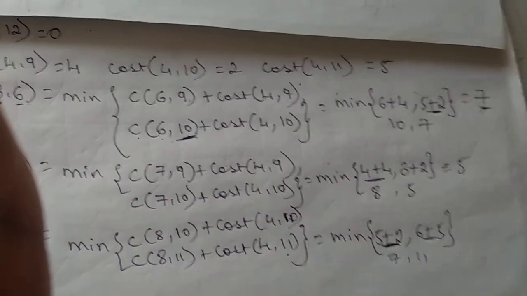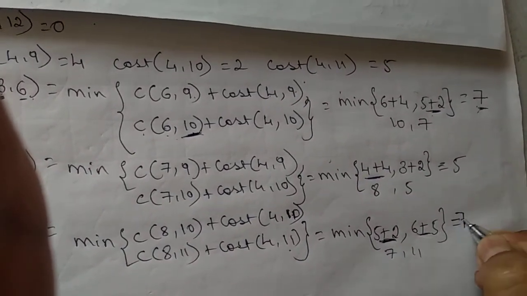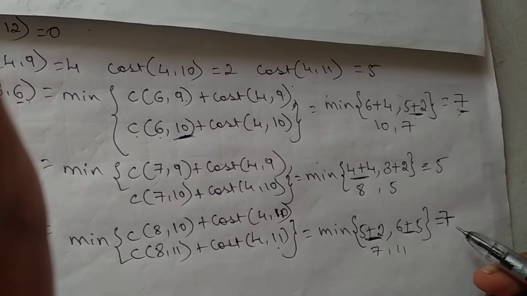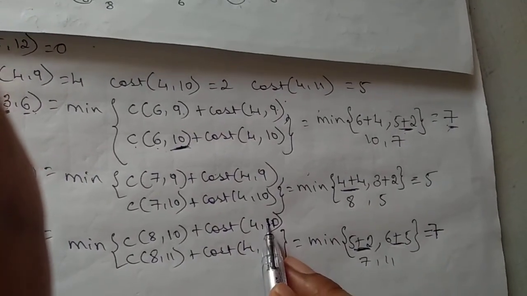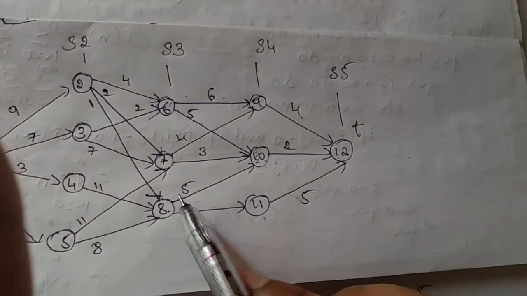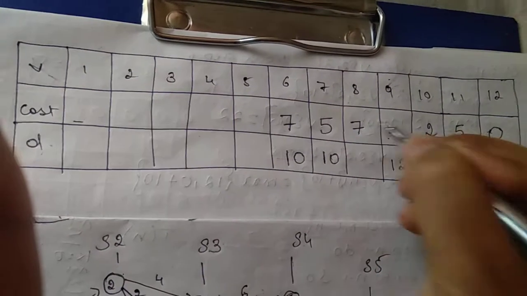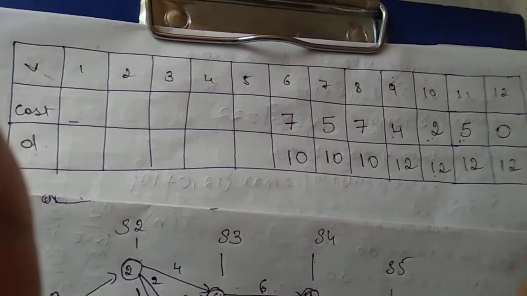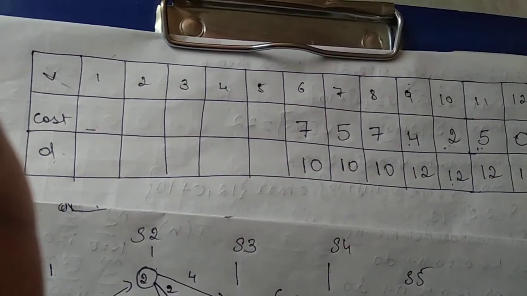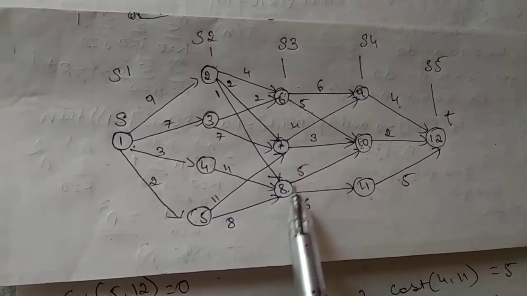So which is minimum? 7. So where you have to go? The minimum cost is 7 and it is going to 10. So vertex 8, minimum cost 7 to 10. See here, 5 to 7, it is 11. This is the minimum path. So 8 cost is 7 and it is going to 10. Now we have done with all the vertices in stage 3, 6, 7 and 8. See in stage 3, 6, 7 and 8.